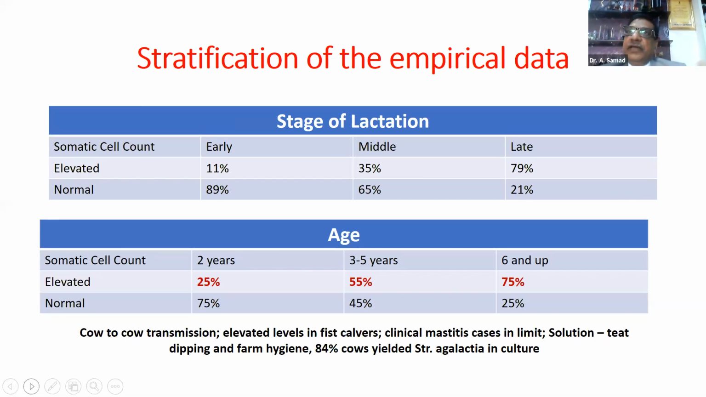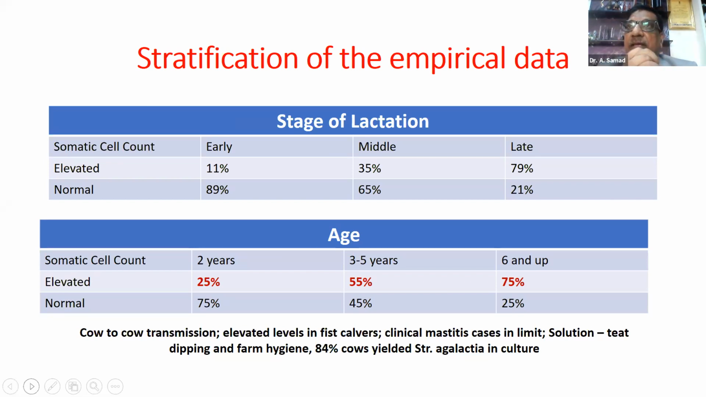So I do the stratification instead of taking the whole lot of observation. Here I find out that in early lactation there were only 11% cases having high somatic cell count, 35% in middle, and 79% of animals in late lactation were having high somatic cell count. So the data very clearly says that the problem is beyond middle lactation and not much in early lactation.